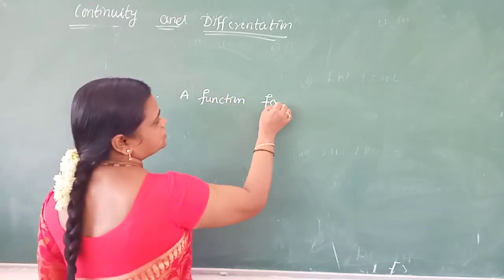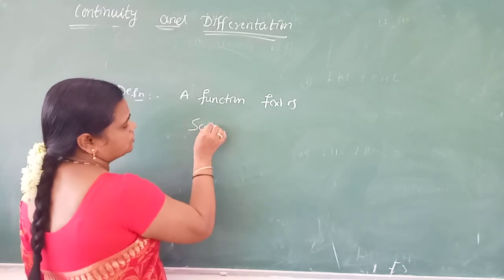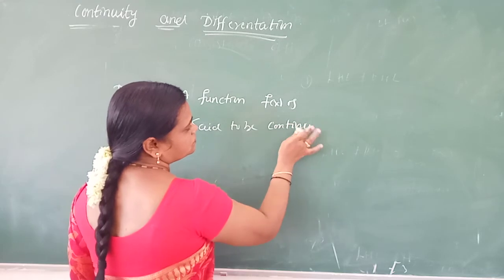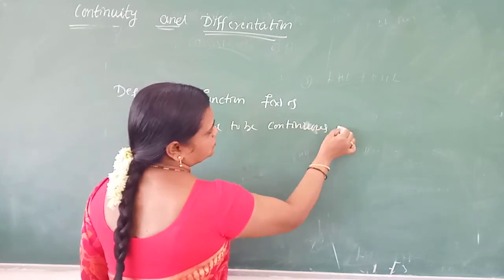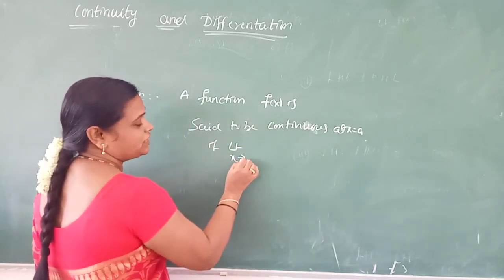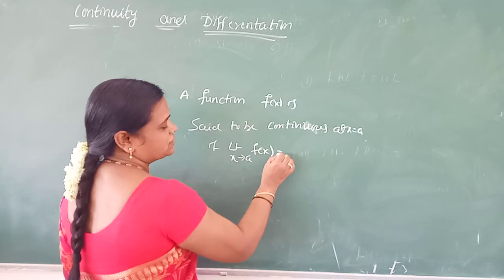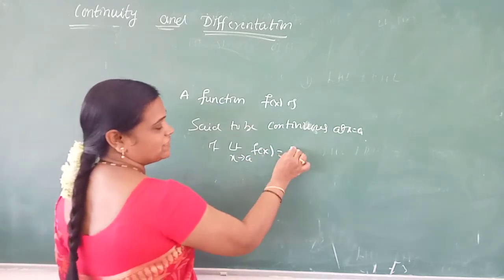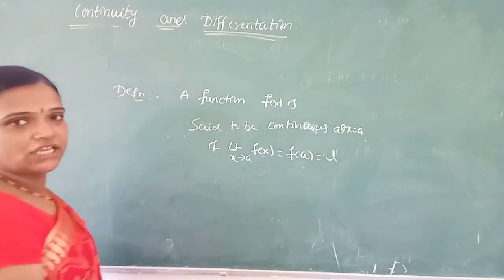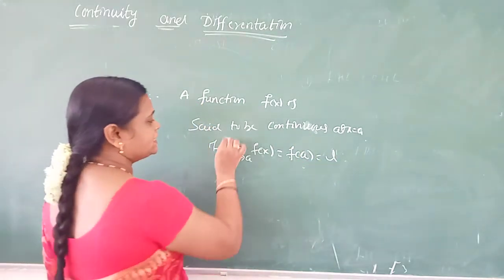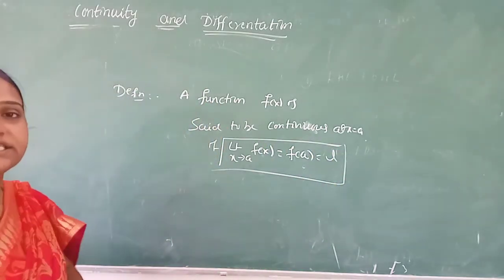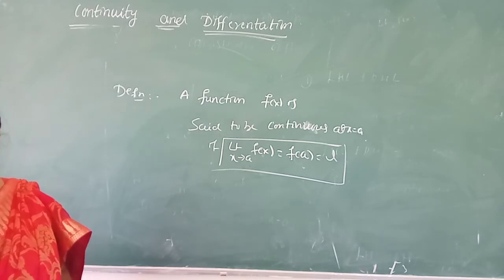f of x is said to be continuous at x equal to a if limit x tends to a f of x equal to, if you substitute x is a, what it is, f of a, or else you can say that it is a constant L. Then we say that the function is continuous, otherwise it is discontinuous. Okay.